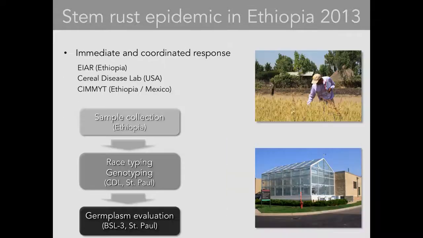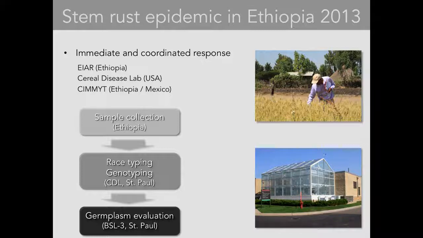So in response to this severe epidemic, there was an immediate and coordinated action between three research institutions: the Ethiopian Institute of Agricultural Research in Ethiopia, the Cereal Disease Lab here in St. Paul, and the CIMMYT institution with its office in Ethiopia and also headquarters in Mexico. These three organizations worked together trying to accomplish three steps.